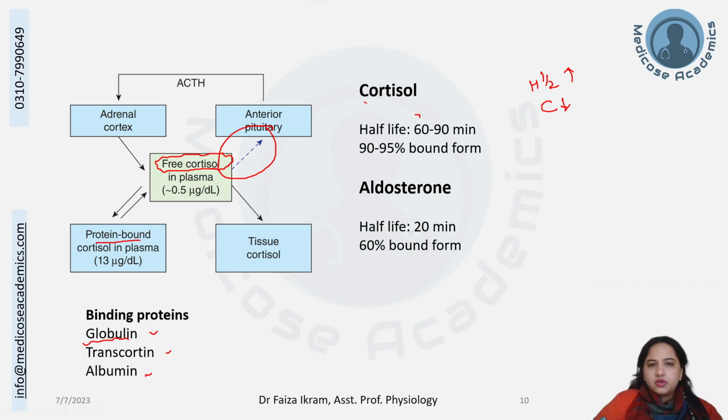So you see cortisol is almost 95% found in the bound form. Its half-life is 60 to 90 minutes. Aldosterone is relatively less, 60% in bound form. Its half-life is relatively less, 20 minutes. Free cortisol is the active hormone. This is going to produce action. This is going to give the feedback regulation. But the bound form has its importance too. This is providing a stable storage pool of that hormone.